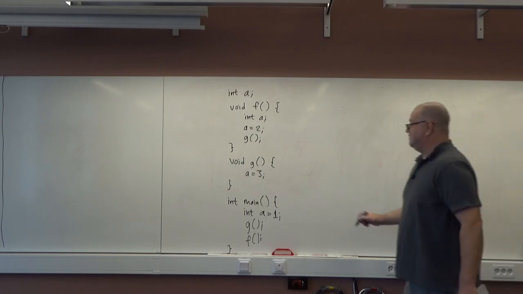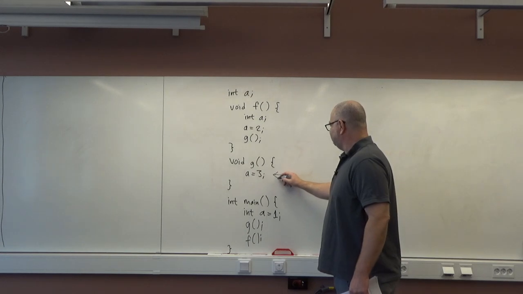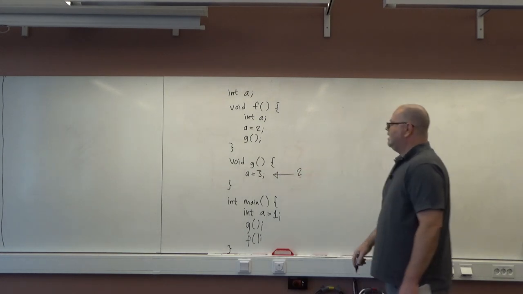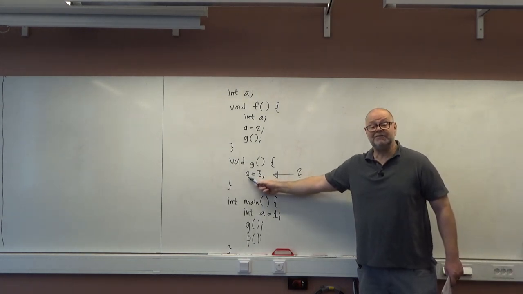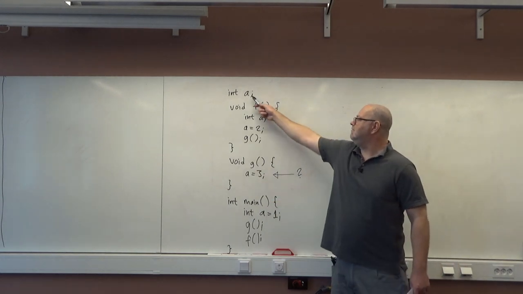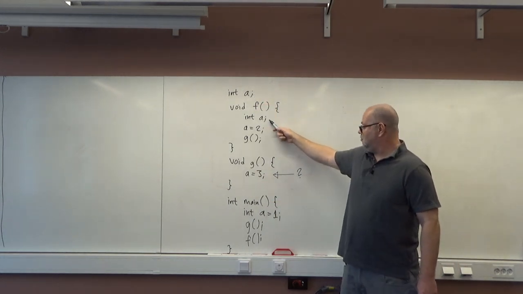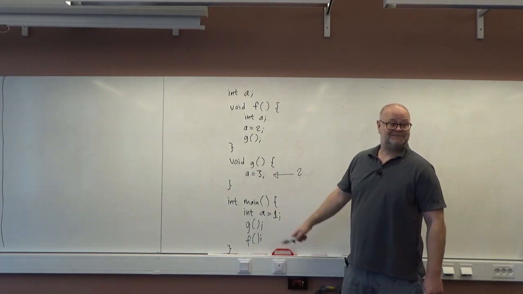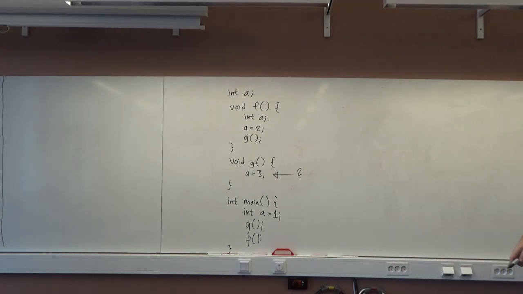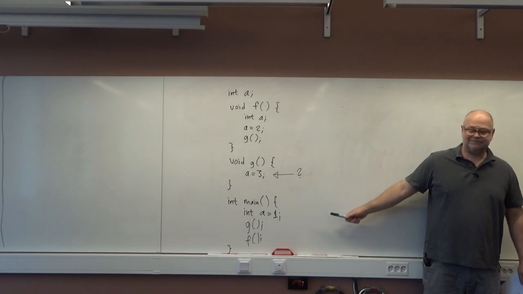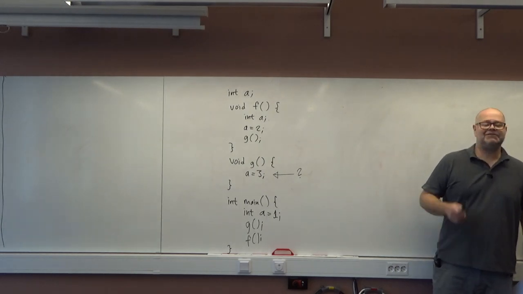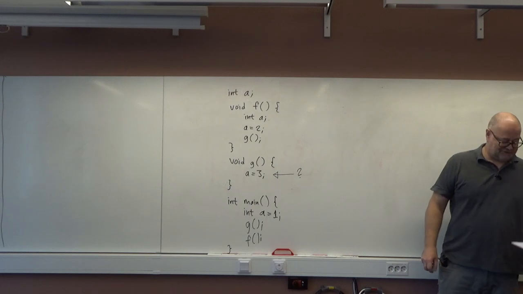And the interesting part now is this A. Clearly, A is not local in this function, so we need to find it. But is it this A, or is it this A, or is it maybe this A? The file scope one. Well, it depends on what type of name lookup you have. In C, yes. But you can have different ways of doing this.